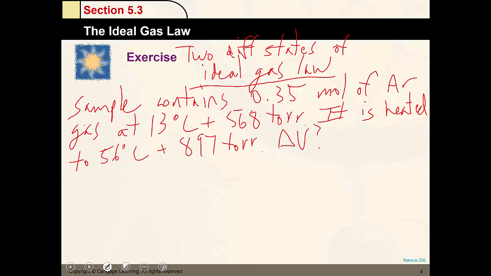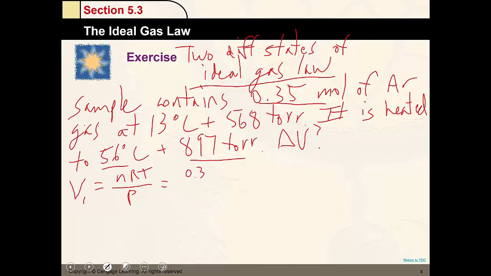And you'll notice here, for this second state, I did not give you the number of moles. So for this one, we are assuming the number of moles is staying constant. Okay, so what we can do for this first state is solve for volume using the ideal gas law. So nRT over P for this first state.